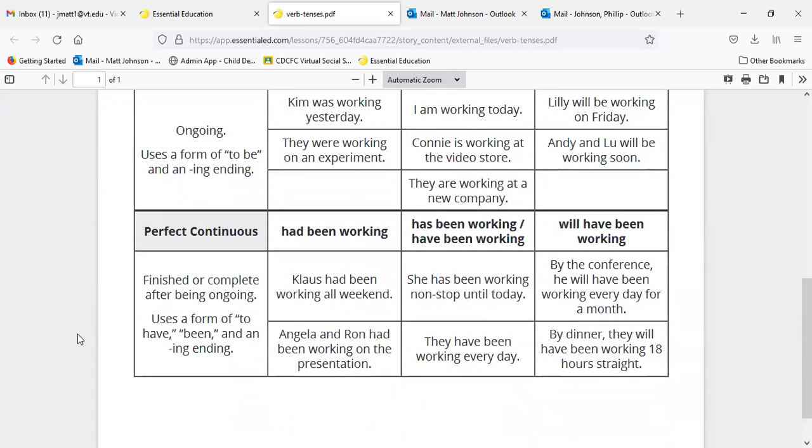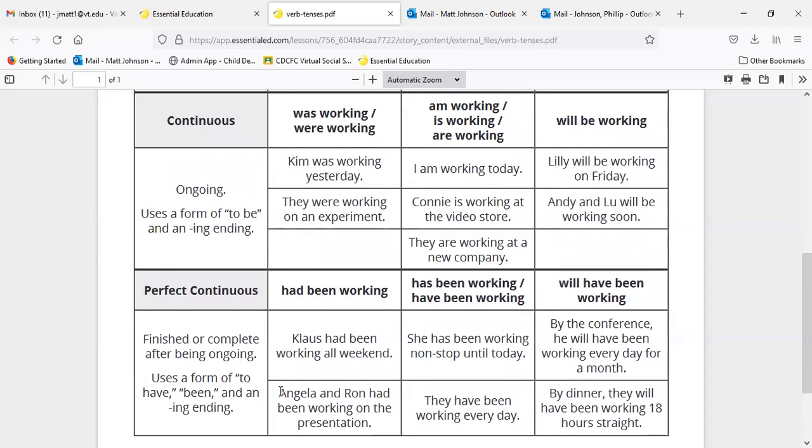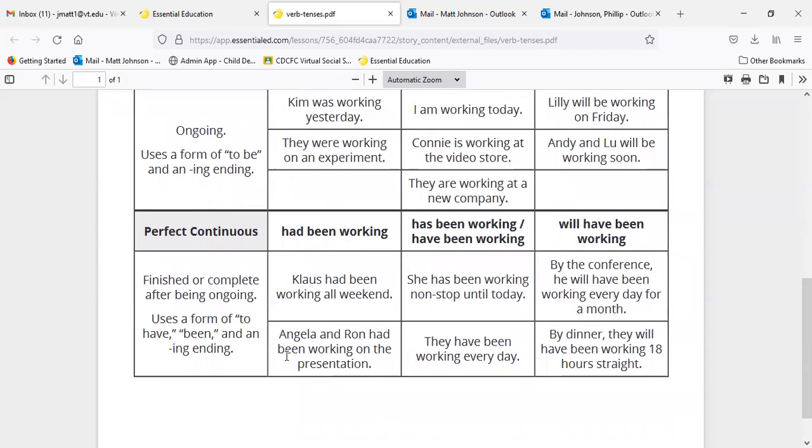Perfect continuous. So finished or completed after being ongoing. This, use sparingly. It adds both those sort of be verbs and either a form of has to it. So Klaus had been working all weekend. Angela and Ron had been working on the presentation. So it's showing that it's completed, but that work had been going on for a certain time.